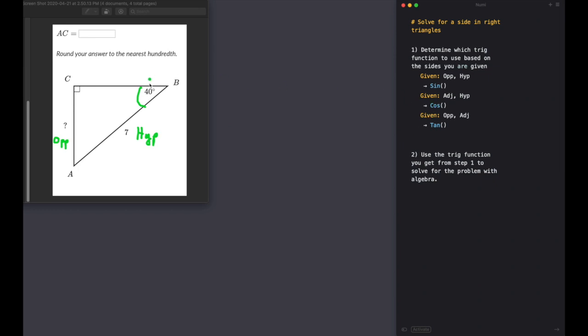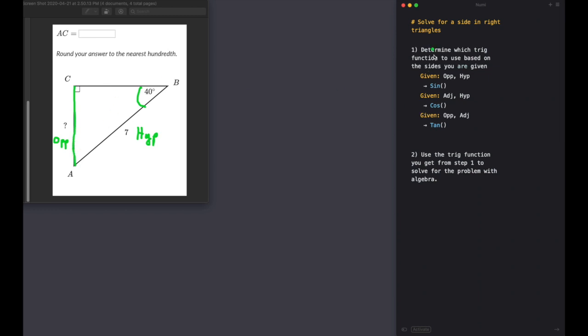So I encourage you guys start these out by figuring out what's my angle and then what are these sides compared to that angle. This is the hypotenuse side of angle B. This is the opposite side of angle B. And finally, we need to know what do they want us to actually find. They want us to find this AC side. So we need to figure out a way to solve for this.